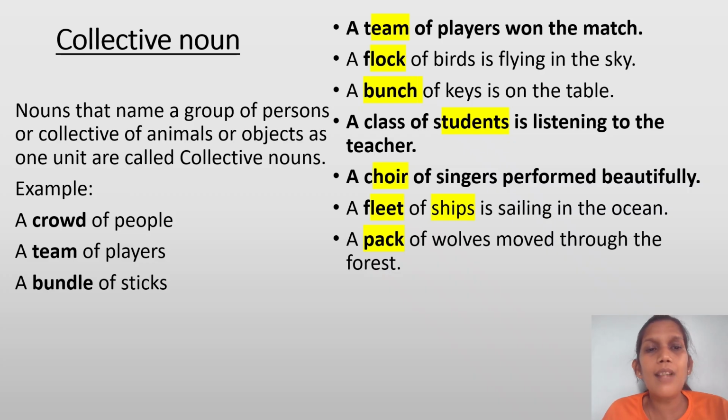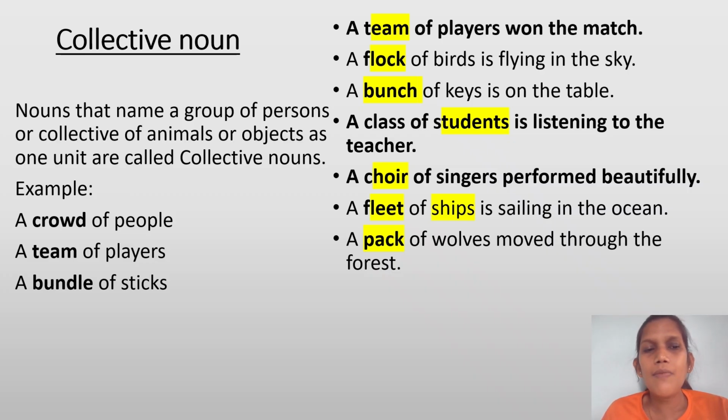Next one is collective noun. Collective noun means nouns that name a group of persons or a collection of animals or objects as one unit are called collective nouns. Okay, for example, a crowd of people, a team of players, a bundle of sticks. Okay, I hope this is very clear. Any doubt?